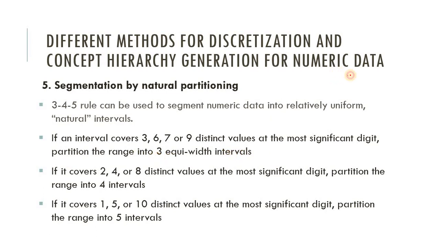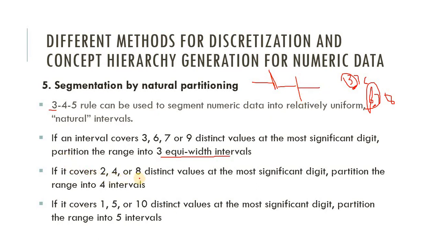Now suppose our data values are 3, 7, 6 or 6, 7, 8. The most significant digit is 3 and 6. So we see the rule that if an interval covers 3, 6, 7, or 9 at the most significant digit, then we partition the range into 3 equal-width intervals. So now we are partitioning our data sets into 3 different partitions.